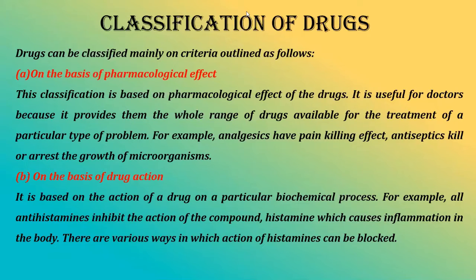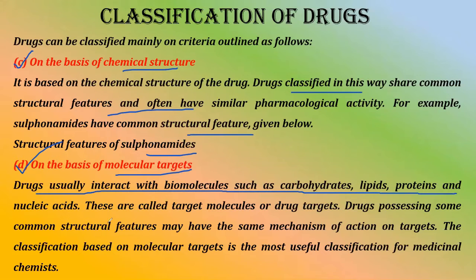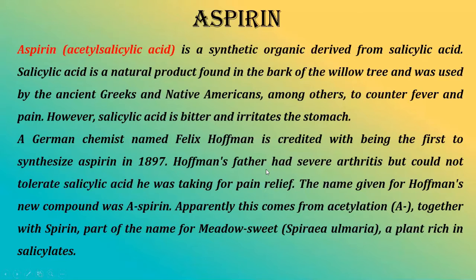The third way of classification is on the basis of chemical structure. Different types of drugs have different chemical structures on the basis of which they can be easily distinguished. And the fourth way is molecular target. Different drugs have different targets, and in that way also they can be distinguished. What is written here? Drugs usually interact with biomolecules such as carbohydrates, proteins, lipids, and nucleic acids. They are called target molecules. Drugs possessing some common structural features have the same mechanism of action on targets. Okay, fine. That's how they are used by doctors to prescribe.